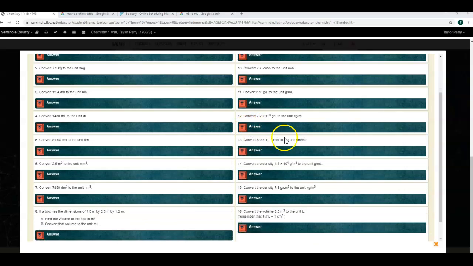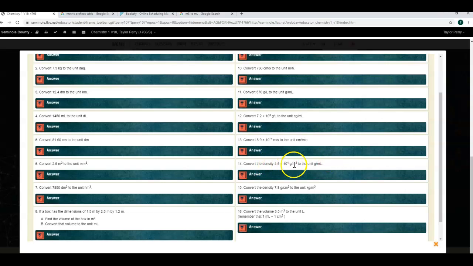Look at us. Okay, let's look at 14. Convert the density 4.5 times 10 to the fourth power grams per meters cubed into the unit grams per milliliter. Oh geez, that looks like a lot of work. This is going to be an annoying question, but let's just do it. I can't imagine you're going to get a question like this on a test, but it's always good practice, because if you know how to do the hardest ones, you'll have no trouble with the easier ones.